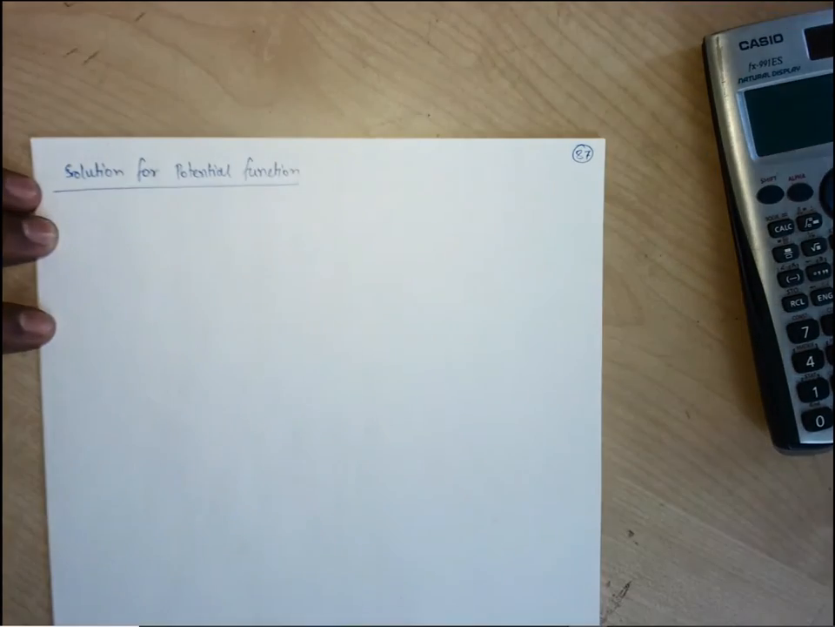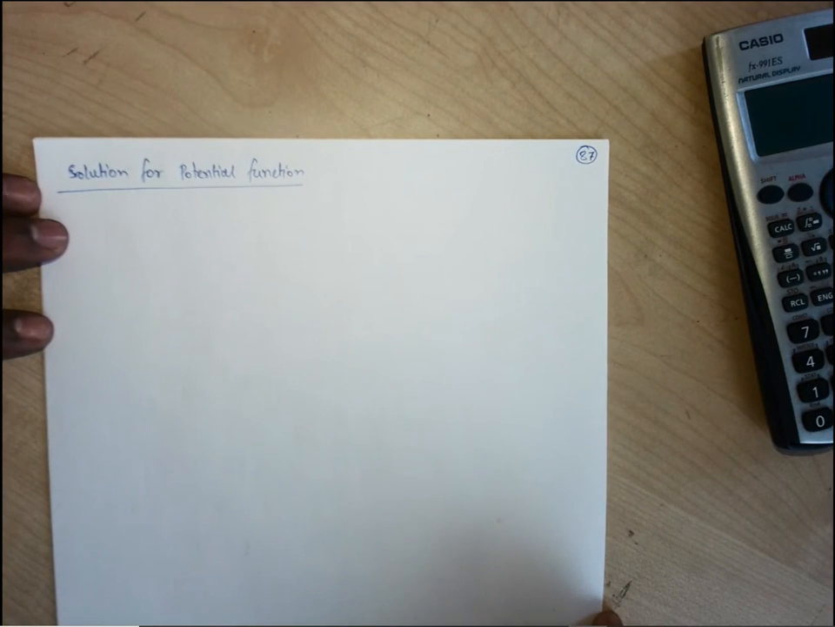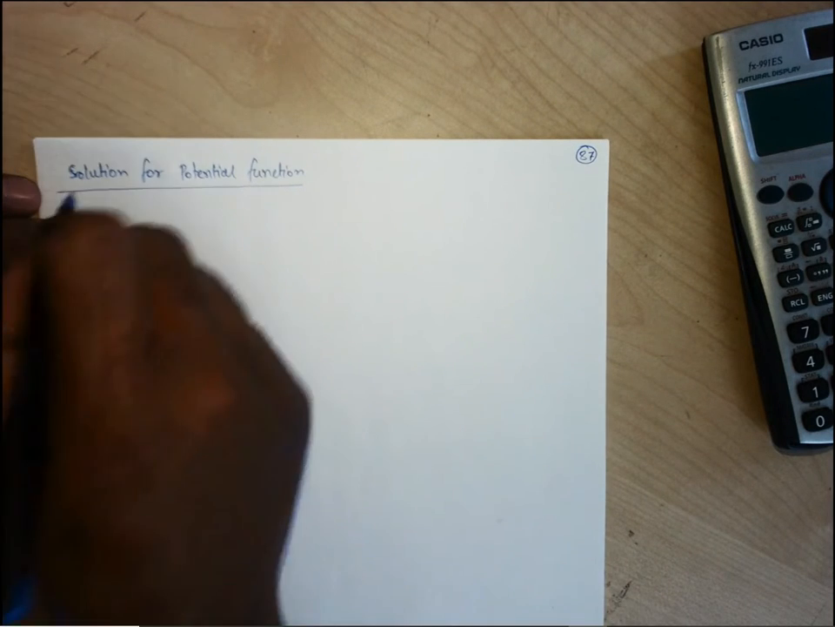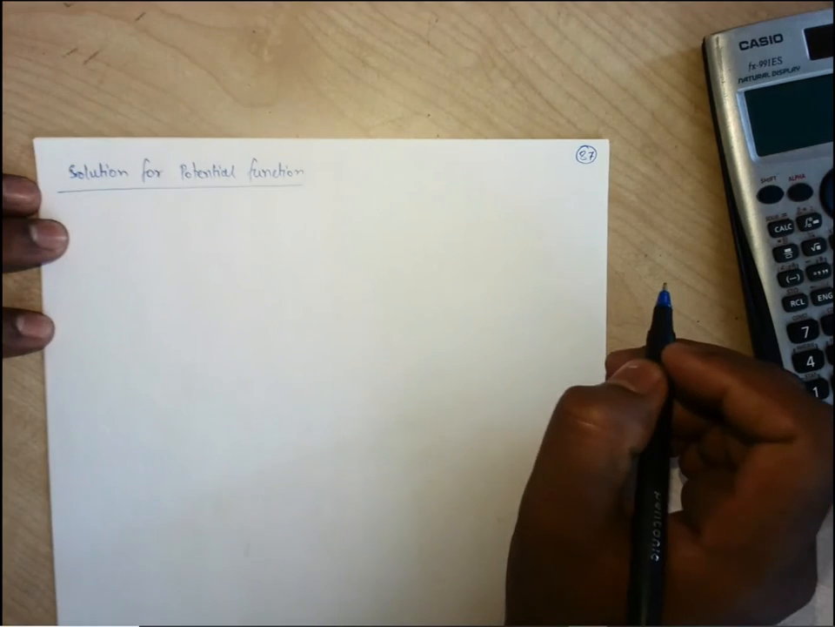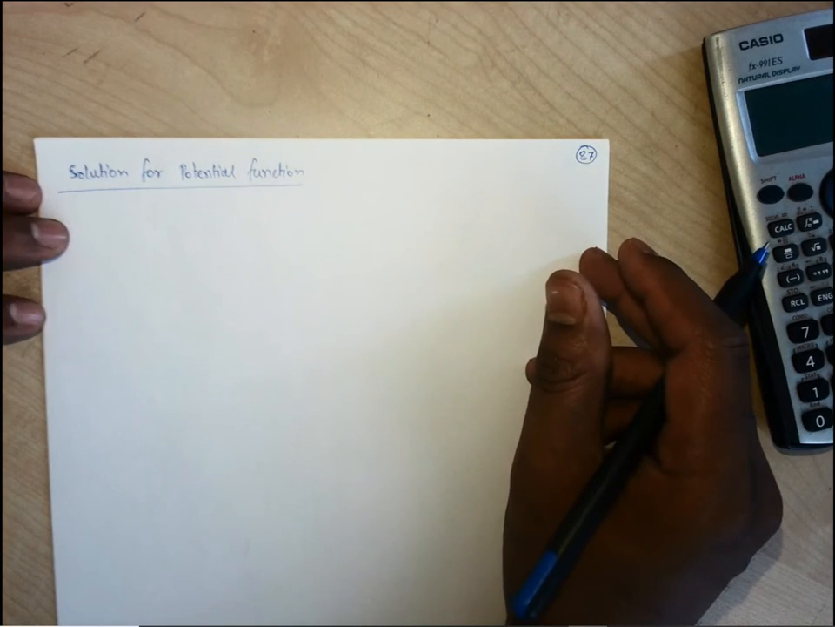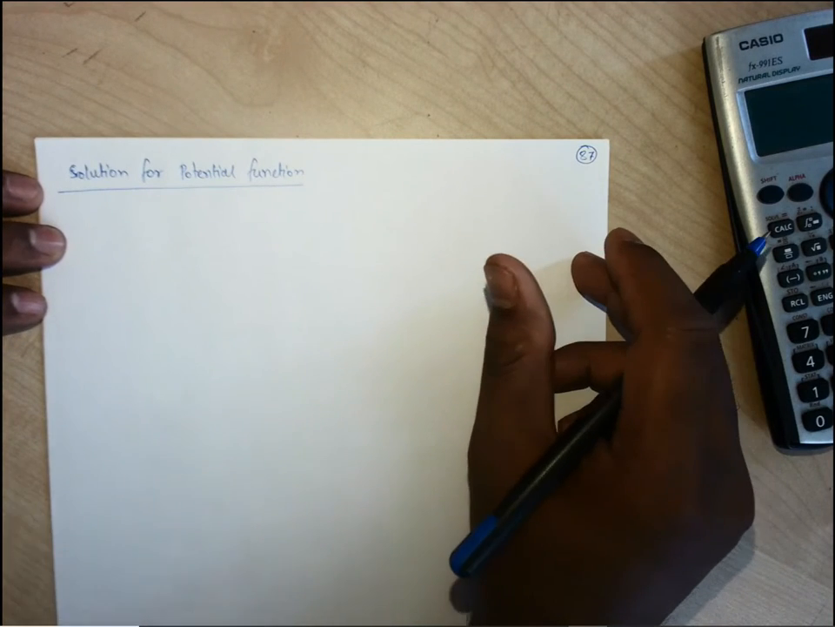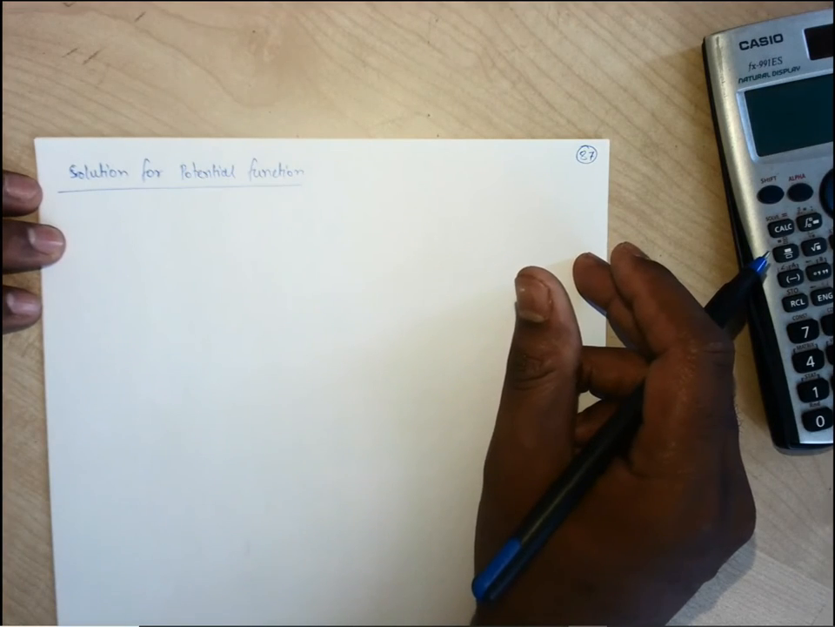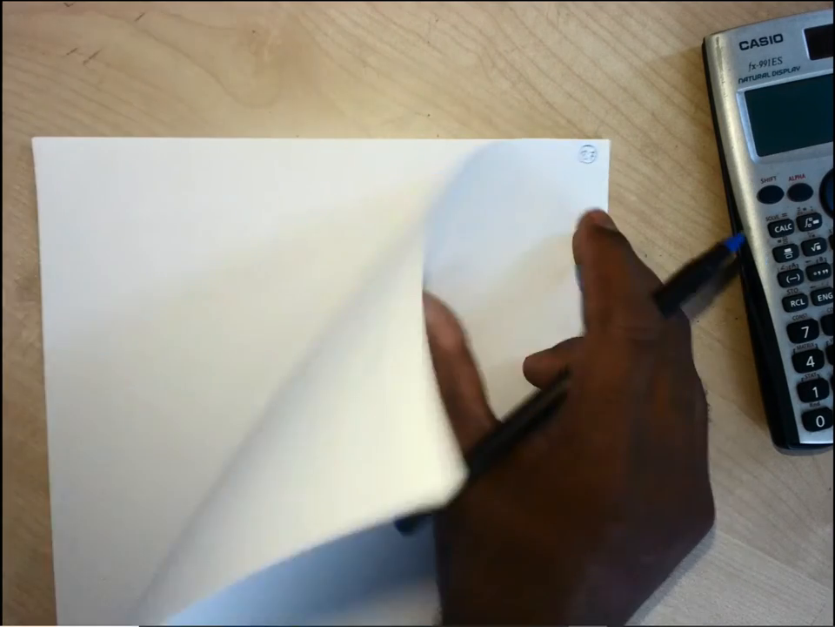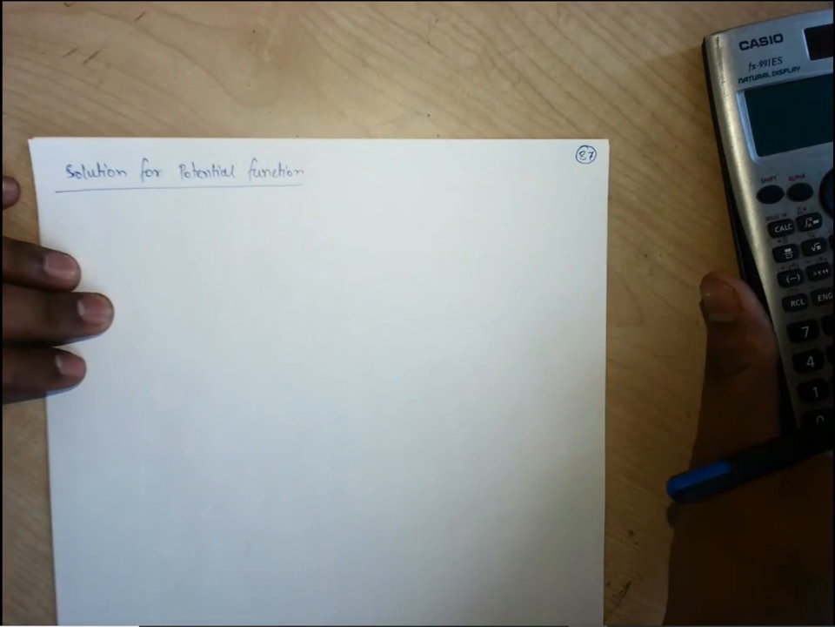Solution for potential. Whatever expressions we have derived for the scalar potential and magnetic vector potential, we have defined two different equations, but they are not independent. Why? Because they are related by the Lorentz gauge condition.